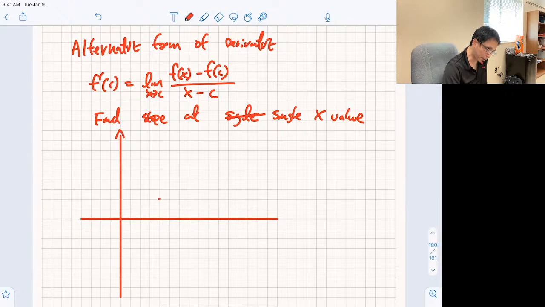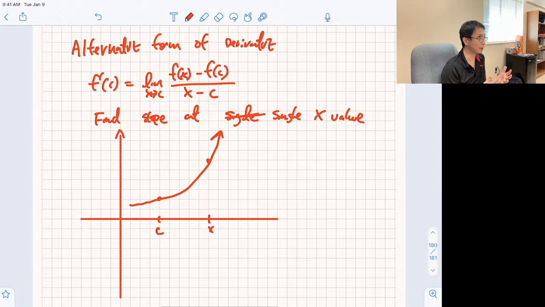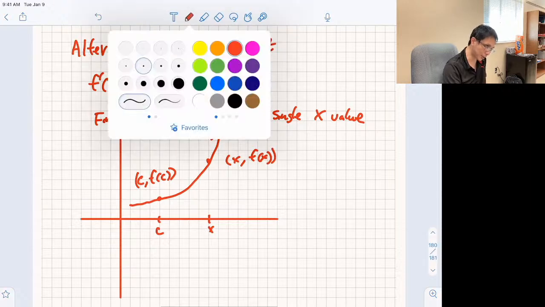Say I have 2 points here, something like this. Instead of x, we're going to call this point c, and we're going to call this one x. It doesn't matter, c or x, these are arbitrary points. In this case, we see c first and x second. The coordinates are c comma f of c and x comma f of x. Now I basically want to find the slope of this black line.